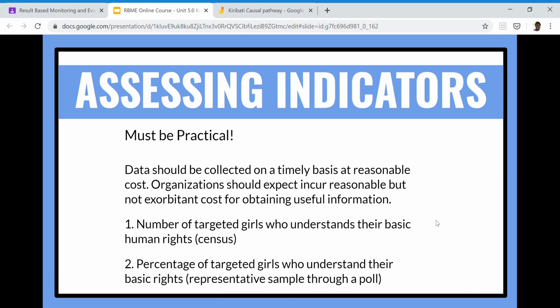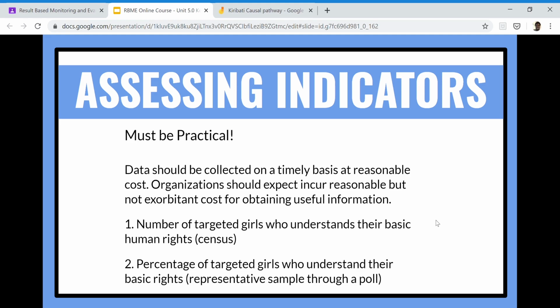So the second will be collected via a representative sample through a poll, and the first one is census data. It's very difficult for you to get census data, but this depends on the kind of program you're working on. Yes, a national program can use census, while just a community program has few resources, so you would rely on a representative sample to be able to collect such data for such indicators.